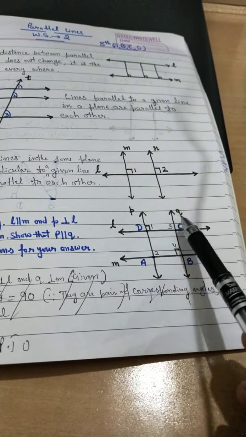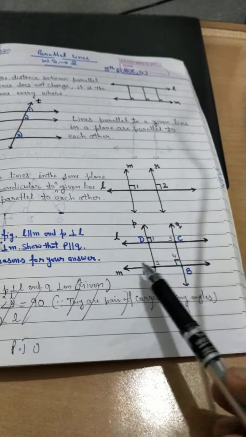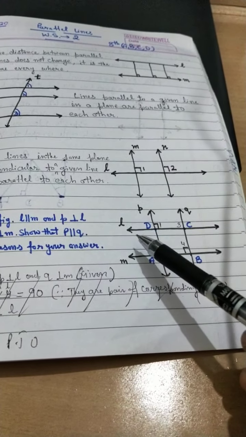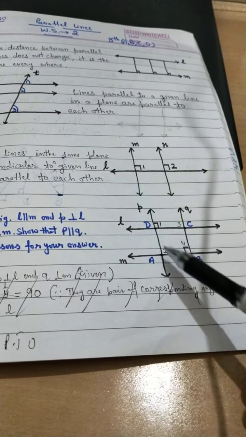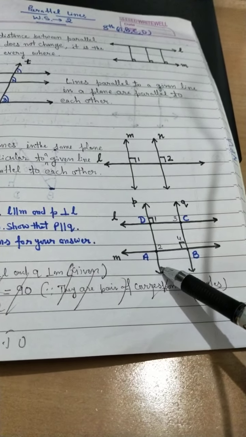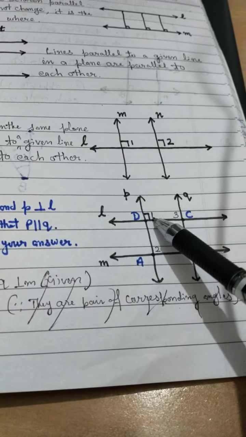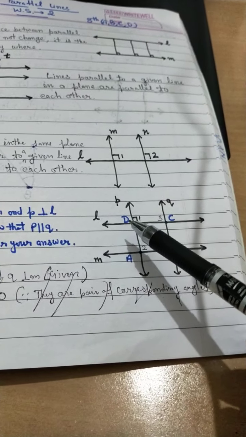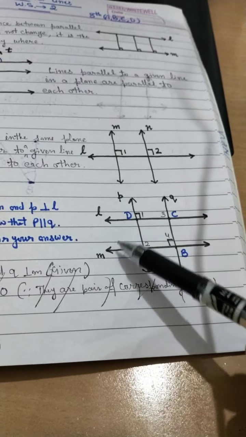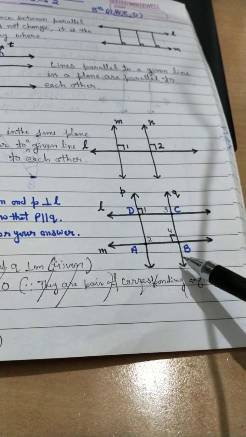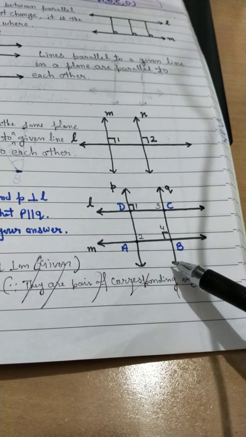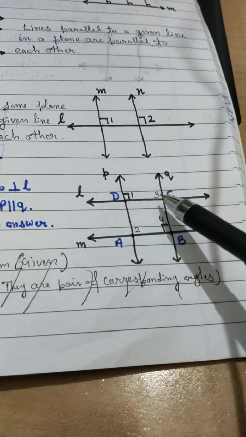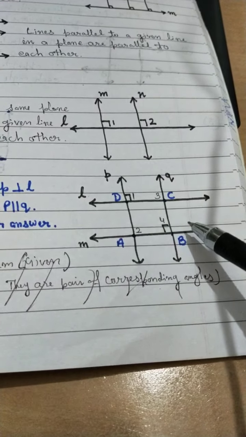To show P and Q parallel, here it is given that L is parallel to M and P is a transversal. Then angle 1 is equal to 90. Again, we can take L parallel to M and Q is a transversal. Then angle 3 is equal to angle 4 is equal to 90.